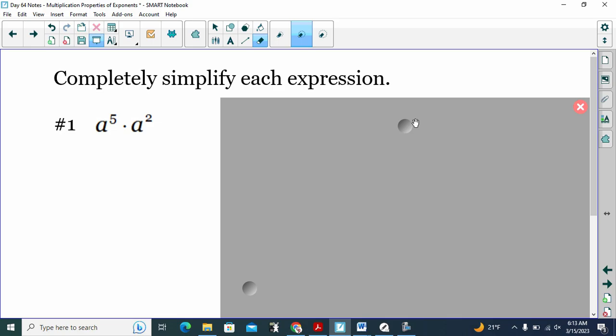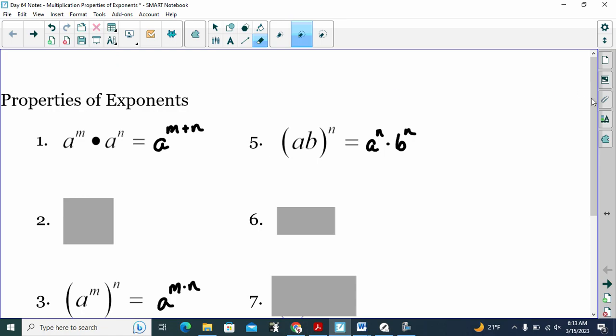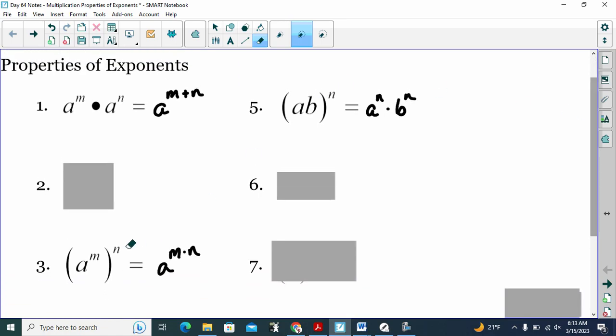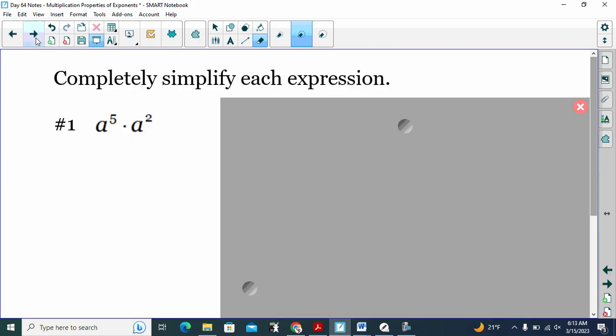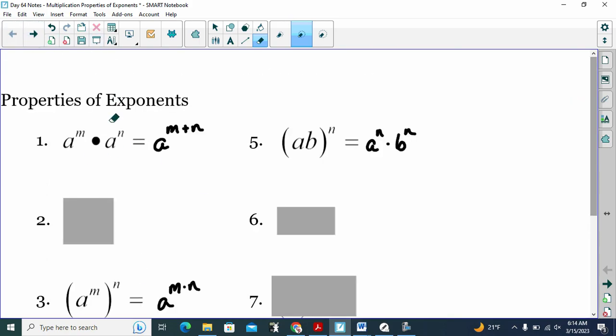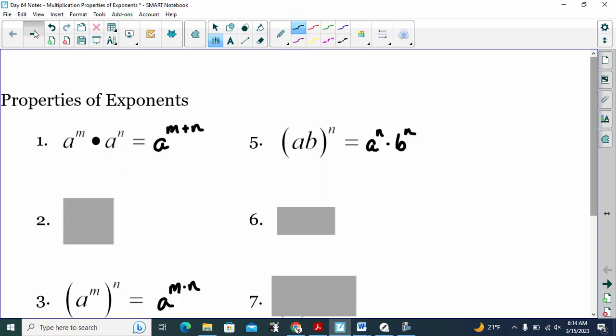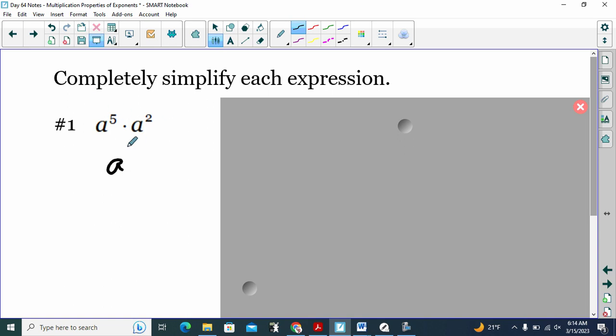Number 1 says a to the 5th times a to the 2nd. Looking at the three properties we just looked at, which one of these applies? It's this one here. A to the 5th times a to the 2nd. If I multiply, I want to add the exponents. I just add my exponents. 5 plus 2 is 7. Notice the base stays the same. It's just a. A to the 5 plus 2. A to the 7th.